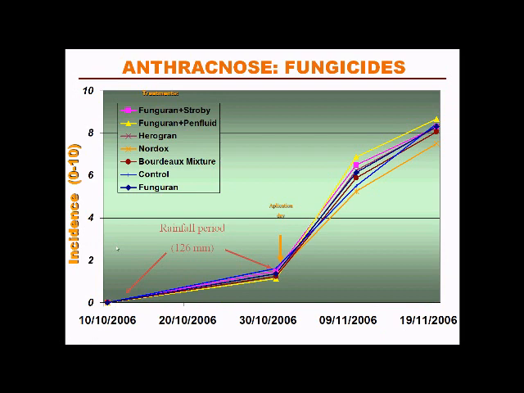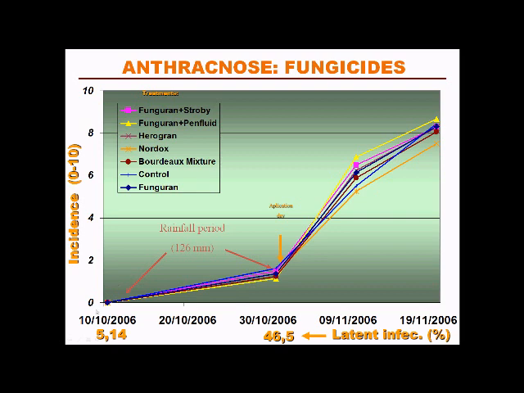Nevertheless, anthracnose is a disease of quick progress if the conditions are favorable to the epidemic. Thus, if the application of the product is late after a rainfall period, they can lose their efficacy. In this case, this graph shows the results of an experiment carried out in an olive orchard.